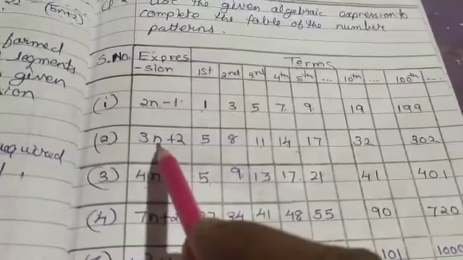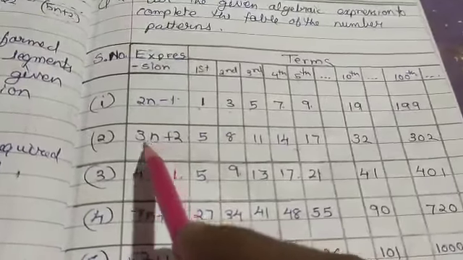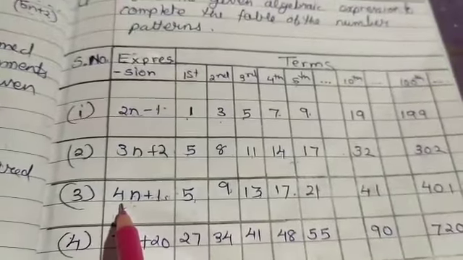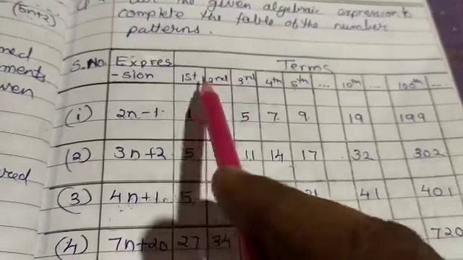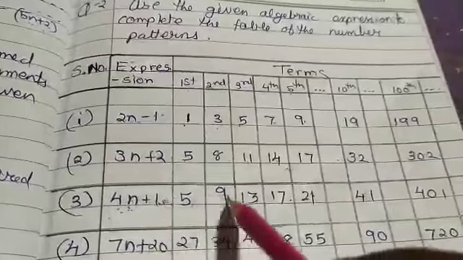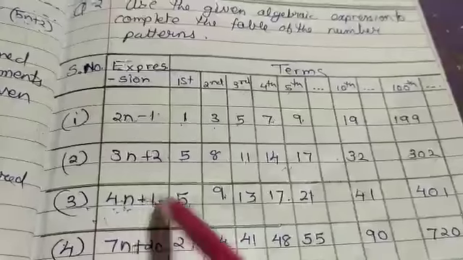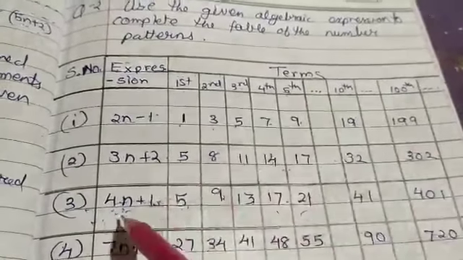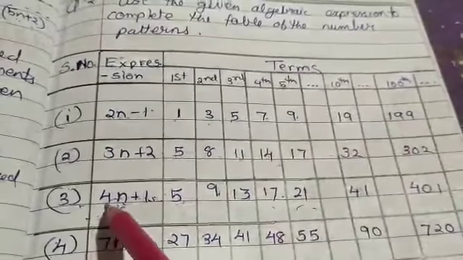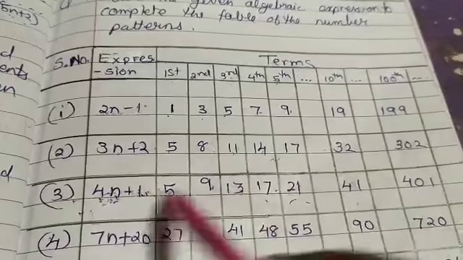For 3n plus 2, in place of n you put 10, that is 3 tens are 30, 30 plus 2 is 32. Then the next expression is 4n plus 1. In place of n you have to put 1, that is 4 ones are 4 plus 1 is 5. Then 2, that is 4 twos are 8 plus 1 is 9. Then 3, 4 threes are 12 plus 1 is 13. Then 4, 4 fours are 16 plus 1 is 17. Then 5, 4 fives are 20 plus 1 is 21. Then 10, that is 4 tens are 40 plus 1 is 41. Then 100, 4 hundreds are 400 plus 1 is 401.